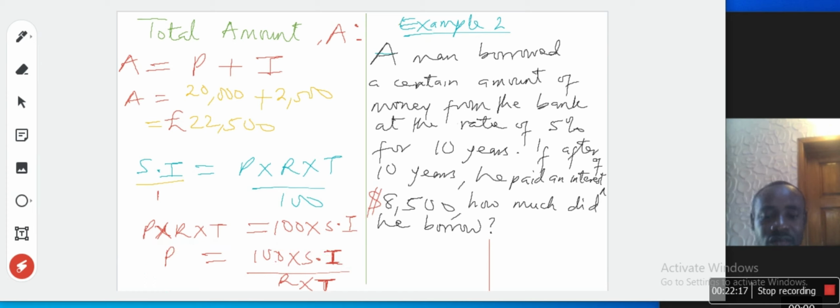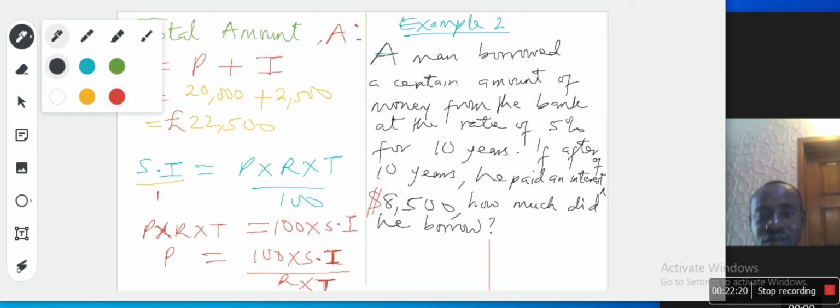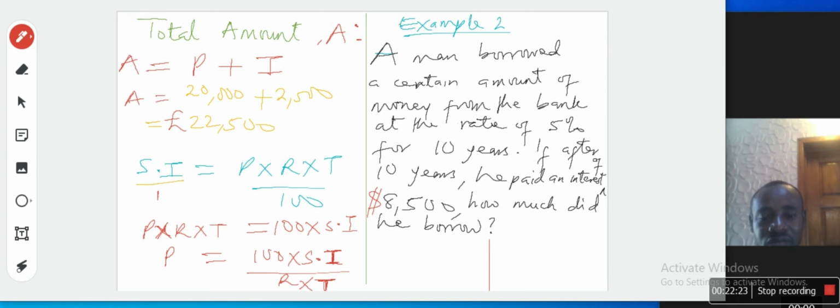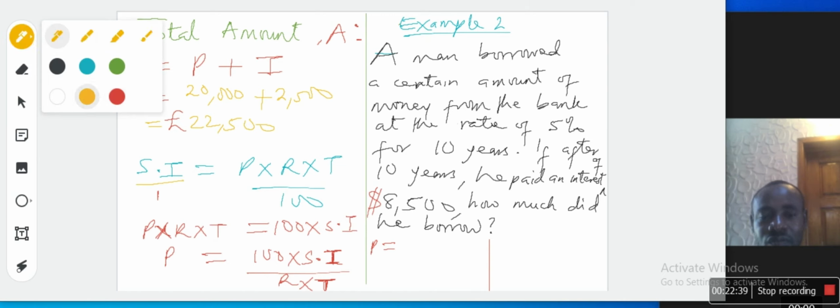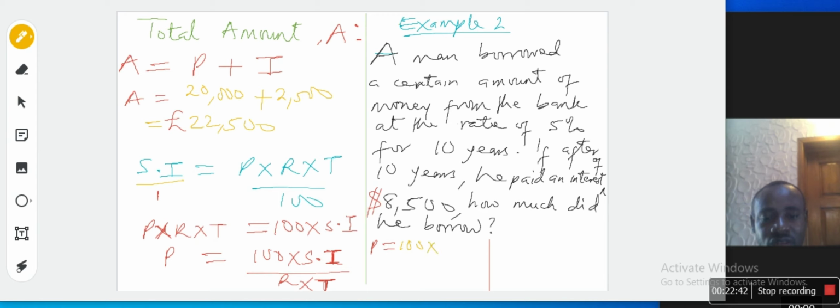Principal is 100 times simple interest divided by rate times time, isn't it? So that will be 100 times what? What's the simple interest in the formula? 8,500. Yes, that is. Divided by rate. Rate is 5. Then times time. The time is 10 years.